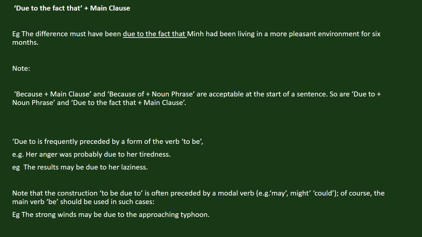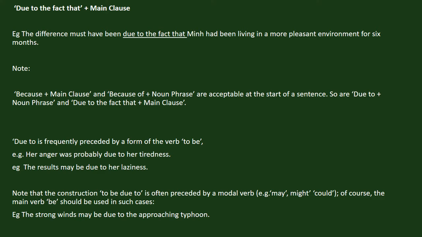So another way to use due to is when you combine it with the main clause. In this case, you would use due to the fact that. For example, the difference must have been due to the fact that Min had been living in a more pleasant environment for 6 months. Note, because plus main clause and because of plus the noun phrase are acceptable at the start of a sentence. So are due to plus the noun phrase and due to the fact that plus the main clause.